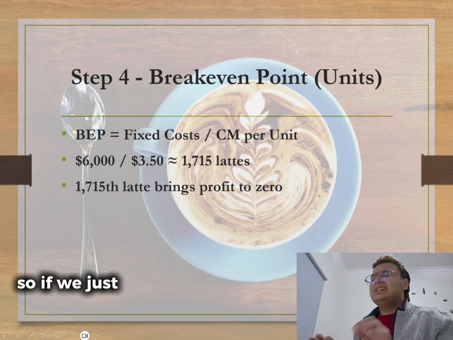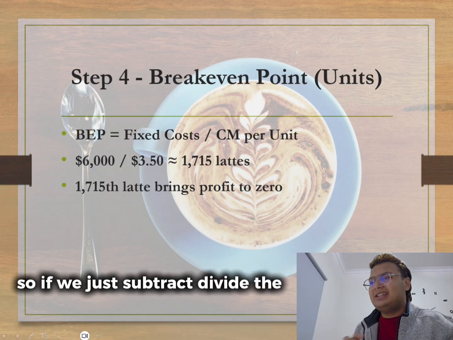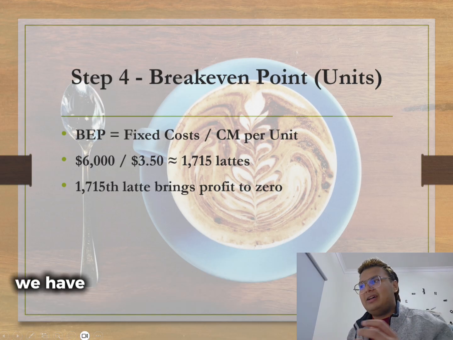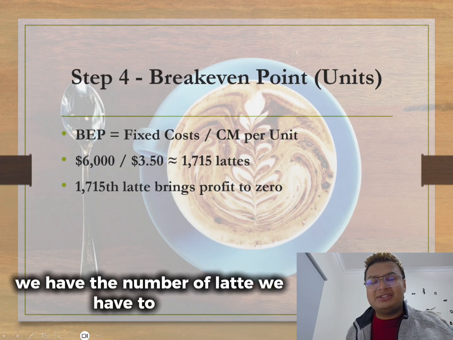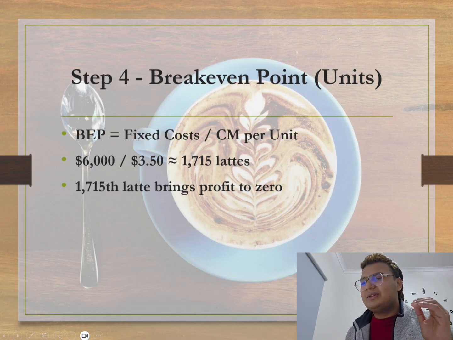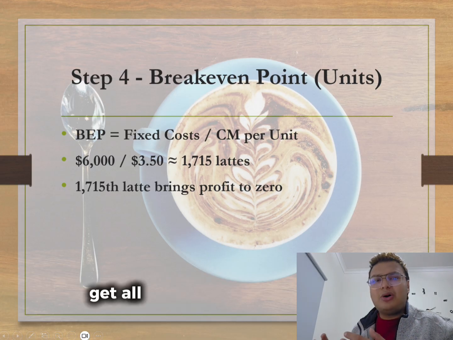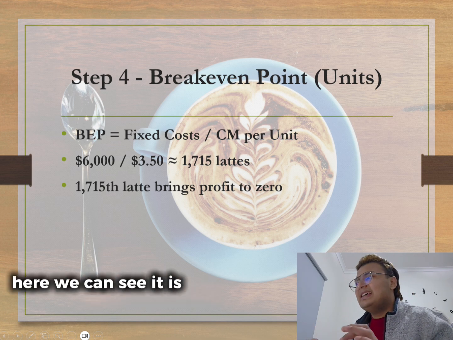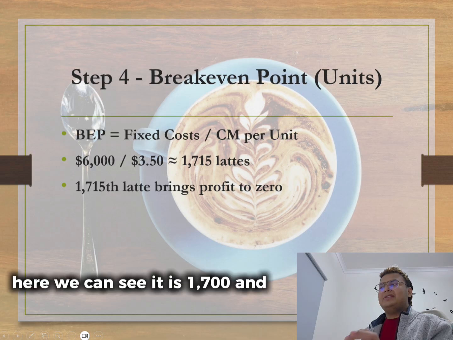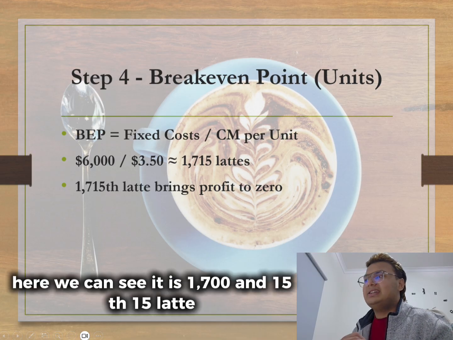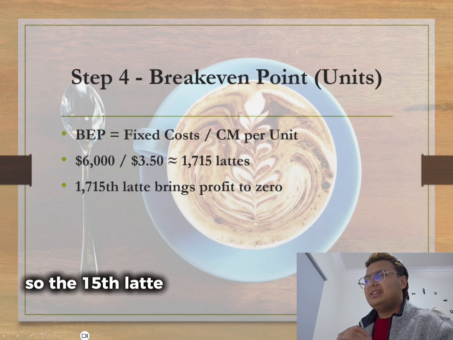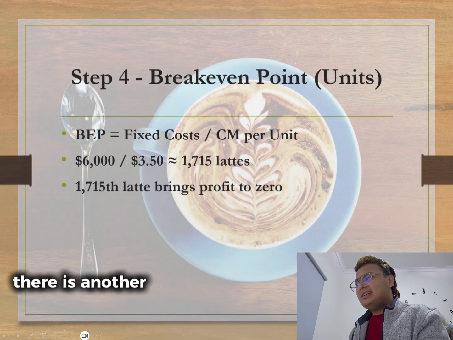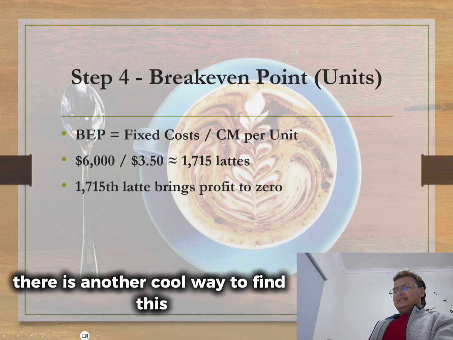So if I divide the whole total cost by this 3.5, we have the number of lattes we have to sell to get back all our cost. Here we can see it is 1715 lattes. So the 1715th latte would bring us some profit. There is another cool way to find this.